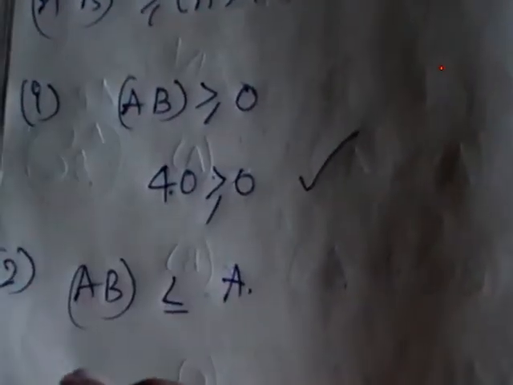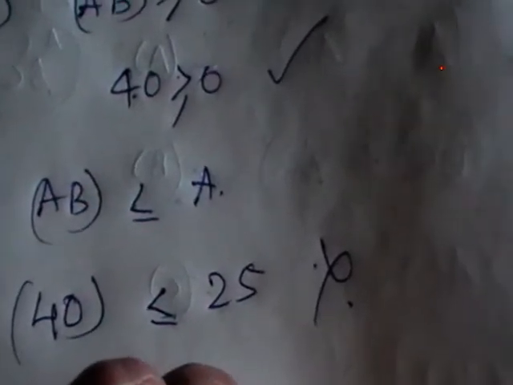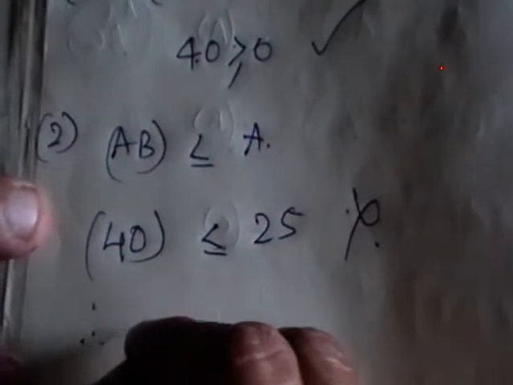What is the second condition? AB less than or equal to A. What is AB? AB is nothing but 40. Is it less than or equal to 25? No, it is not less than or equal to 25. So there is no need to check the remaining 2 as the second condition has failed. We can say that the data is inconsistent.